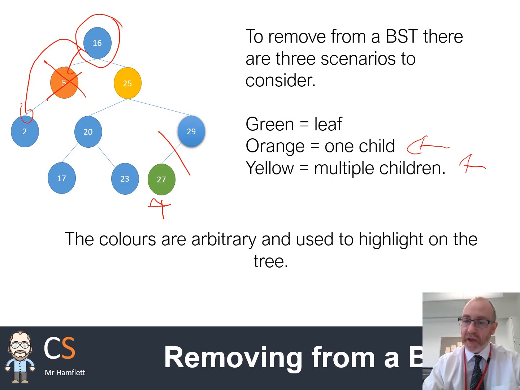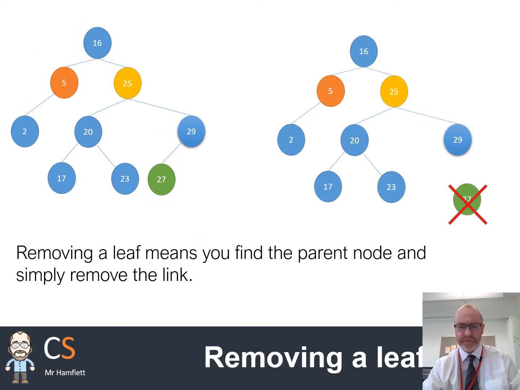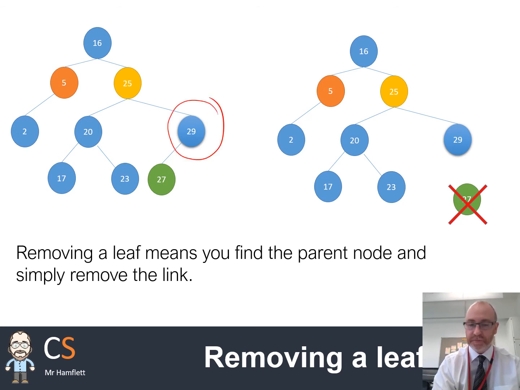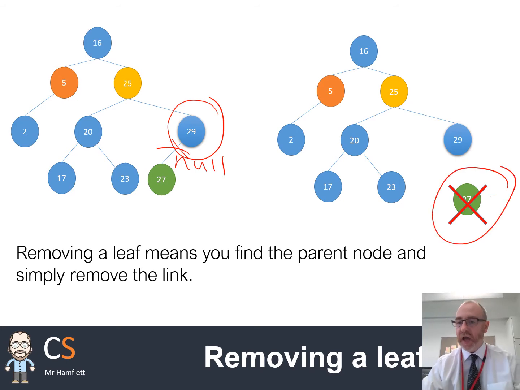Multiple children, however, require a more complex algorithm that we have to implement. It's straightforward enough once you get your head around it, but it's obviously the most complex case. So we have 3 cases that we have to handle. For removing a leaf, we simply remove the parent's link. So 27 goes to its parent 29, and then we set its child to be null. That effectively takes it out of the tree, and then I can just delete the node.